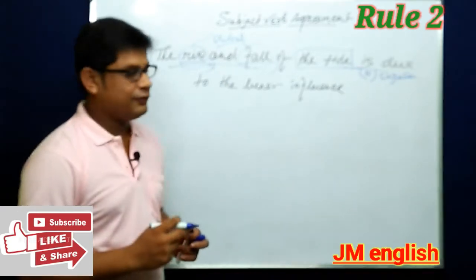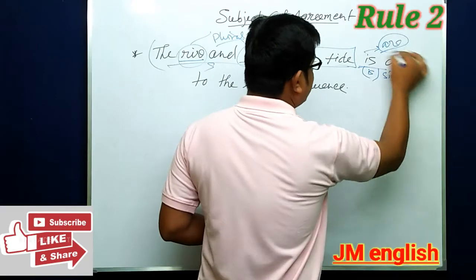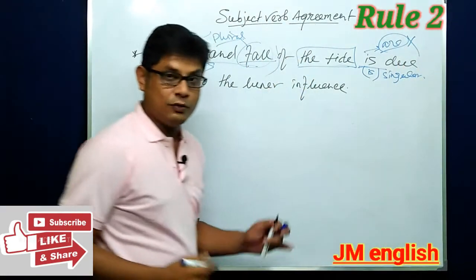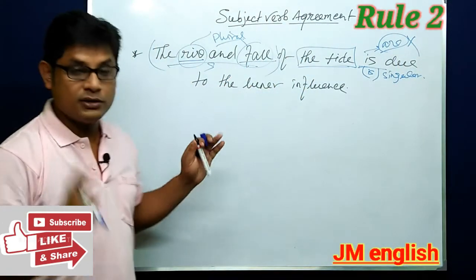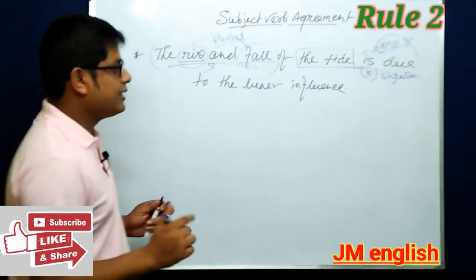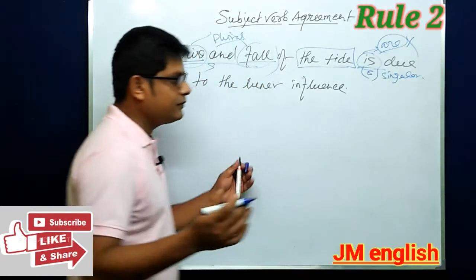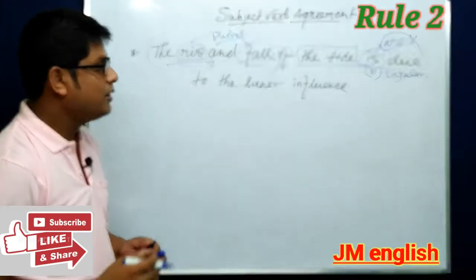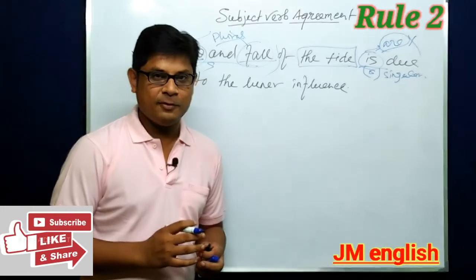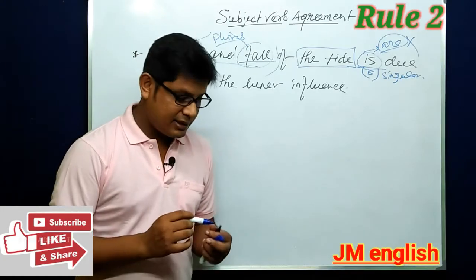They talk about one single thing, that is the tide, and that is the reason you have to use a singular verb for that. So don't use are. If you use are, then it's wrong. You may think that the rise and fall, these two, so should be are. No, don't use it that way. Use singular form. So use is, or if you say was, whatever, but it must be in singular form. Okay, so this is one single sentence. Let me give you another example.